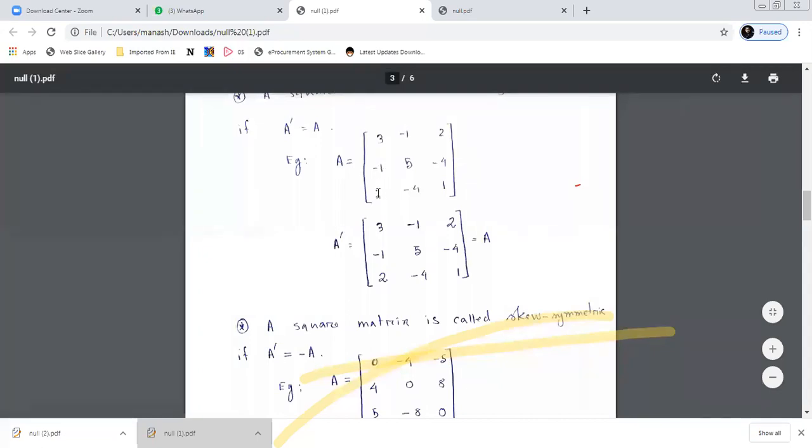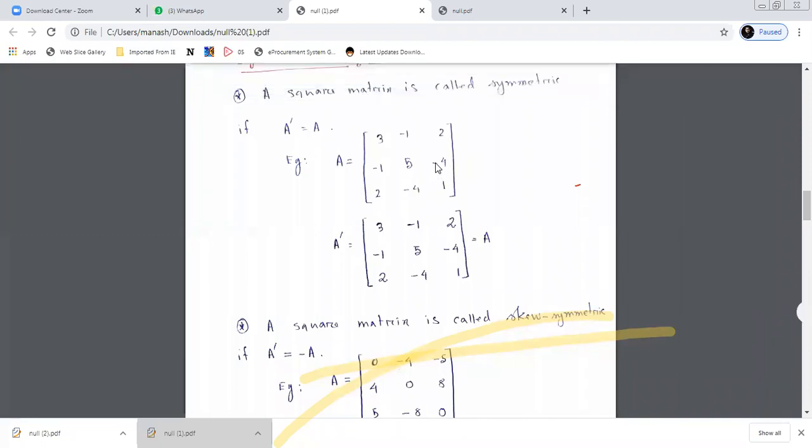If you put here 2, then it will be also 2. If you put here minus 4, it will be again minus 4. Now, if you do this one, then you will directly get one what? Symmetric matrix. Okay, I think it is clear.